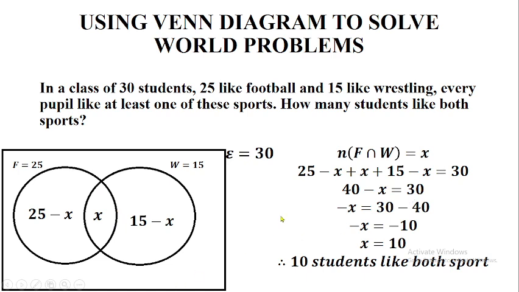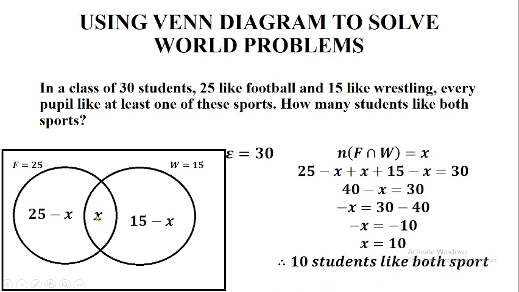If you simplify that further, we have 25 plus 15, that gives us 40. Minus X minus X gives us minus 2X, so 40 minus 2X equals 30. Collecting like terms, we take 40 to this side: minus 2X equals 30 minus 40, which is minus 10. So minus takes care of minus, and X equals 5. So we have students that like both sports.